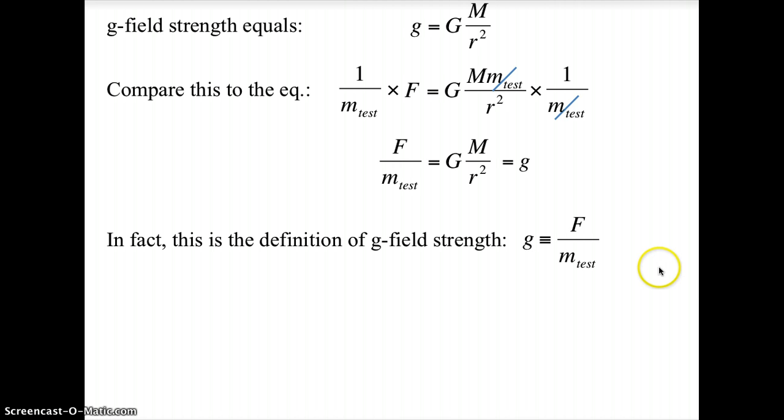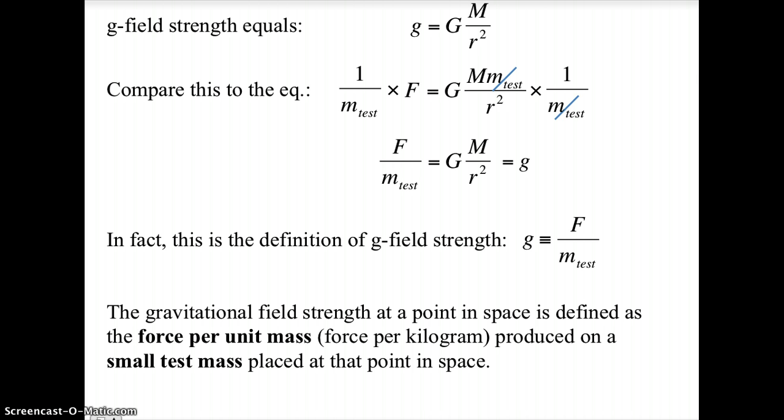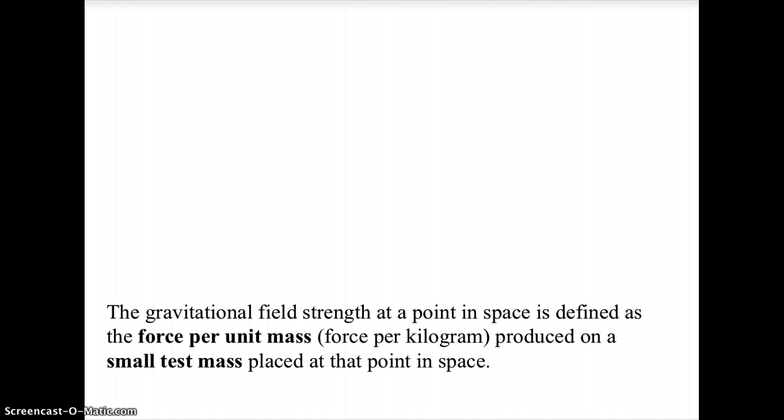G field strength is actually defined as the force on a test mass divided by the test mass. The gravitational field strength at a point in space therefore is defined as the force per unit mass produced on the small test mass placed at that point in space. So for example, if our mass is measured in kilograms, then G field strength is defined as the force per kilogram produced on a small test mass at the point in space. So here's how we can think about this.